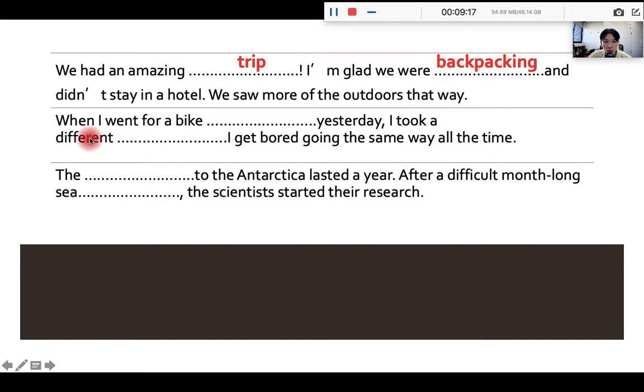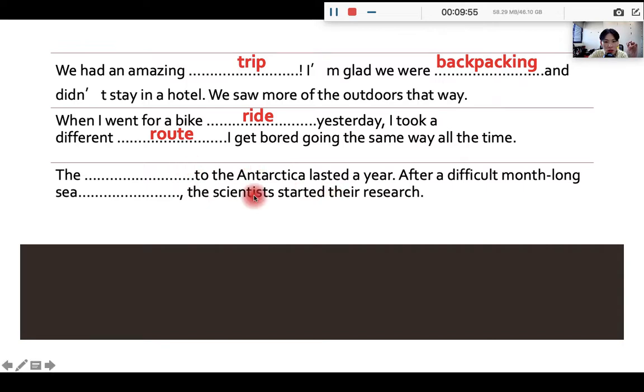Number 5: when I went for a bike what yesterday, I took a different what. I get bored going the same way all the time. So from the sentence, we can tell this person goes on a different trip today. Here, a bike ride refers to a journey in a vehicle, and from one place to another we also have the word route. Take a different route.